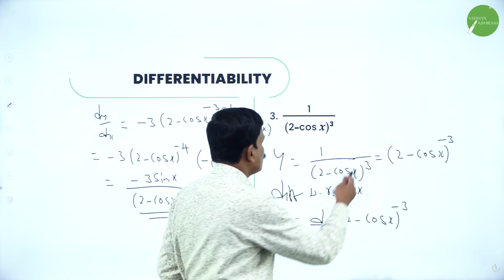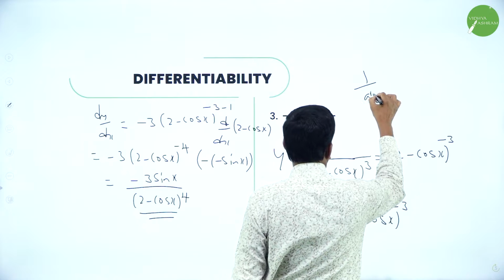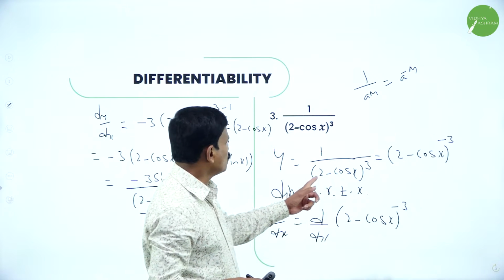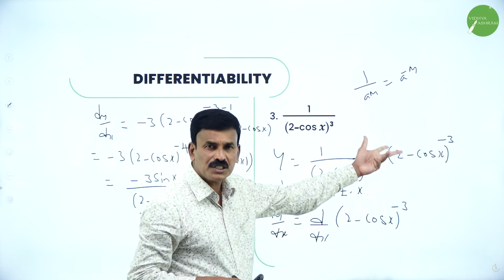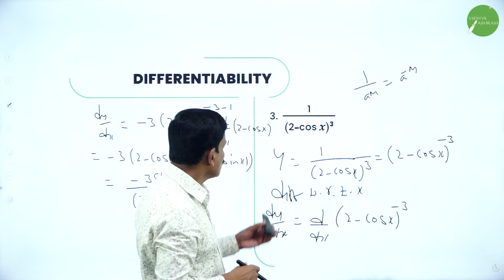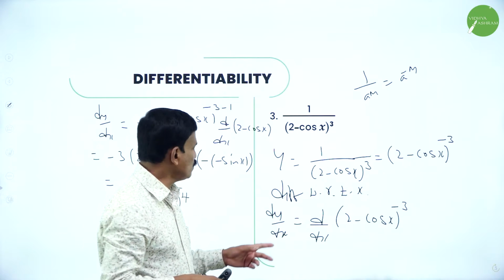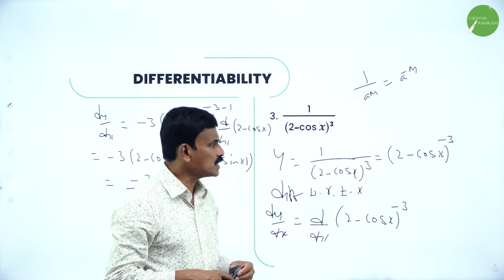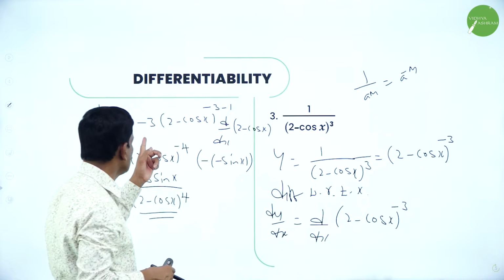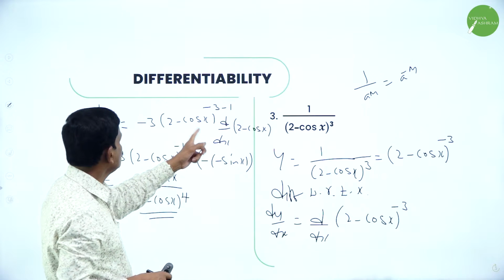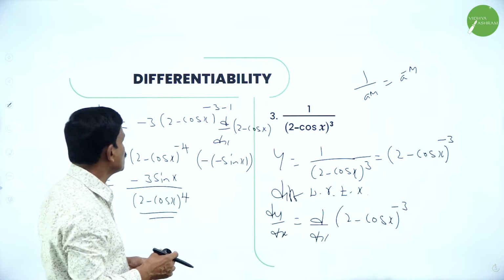Since you know the formula, 1 over a to the power of m is also equal to a to the power of minus m. So 2 minus cos x whole cube, when taken to the numerator, becomes 2 minus cos x whole raised to minus 3. Now differentiating with respect to x, d by dx of 2 minus cos x whole raised to minus 3, here n is equal to minus 3, 2 minus cos x whole raised to minus 3 minus 1, into d by dx of the inside function 2 minus cos x.